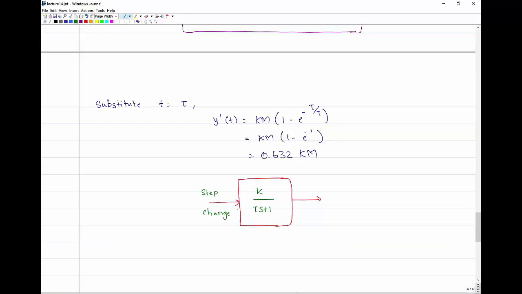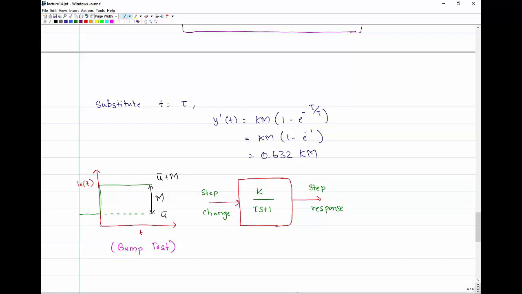Let's represent the transfer function using a block diagram. K over tau s plus 1, from now on, we're going to replace the process in the block diagram with the transfer function. On the left-hand side, we have the step change in the input that results in a step response of the first order transfer function. And on the right-hand side, I'm going to show you the step response of this transfer function. The step change in the input is often referred to as a bump test in industrial settings.